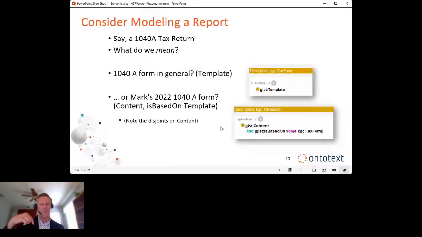My particular form that I send is an instance of a tax return that is related to the general template, right? I fill in my numbers and everything, and it's good to know what's the general thing and what's the specific thing. So that's just one example.